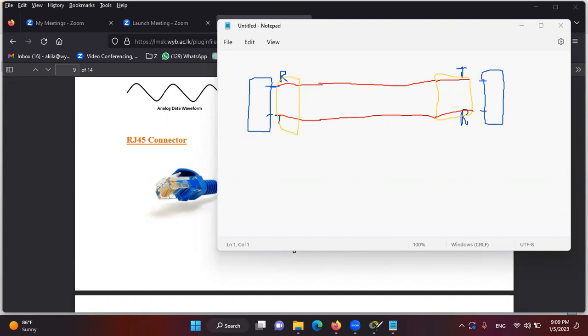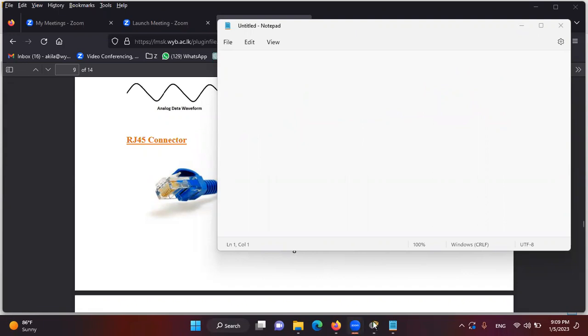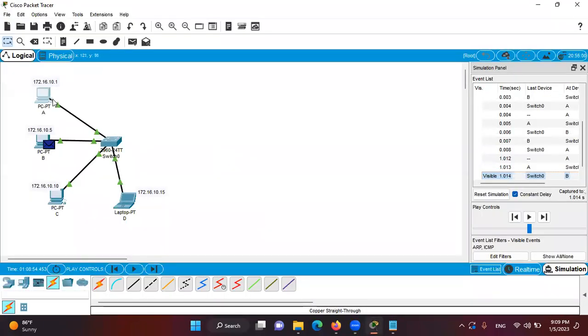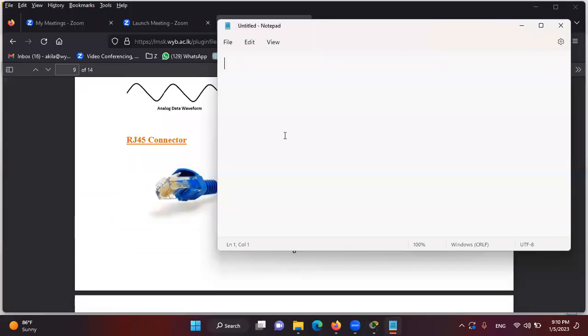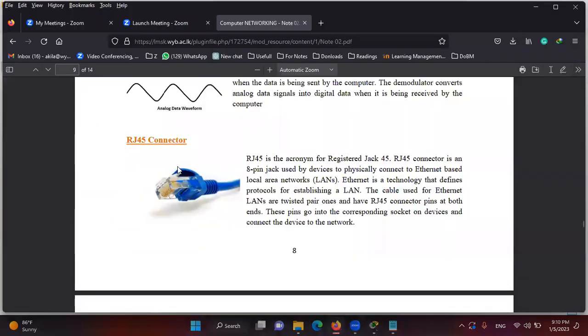ඒ නිසා තමයි මෙතනදී මම පාවිච්චි කරේ, I just use straight cables to connect a switch with a computer, but when I'm going to connect two computers together, I have to use a cross cable. UTP cables වලින් RJ45 connect එකක් කරන connect විදිහ තමයි මේ.